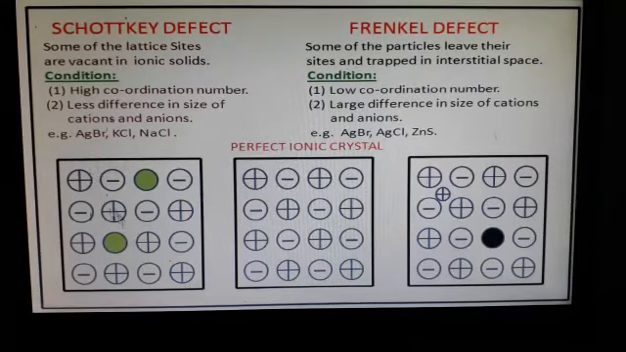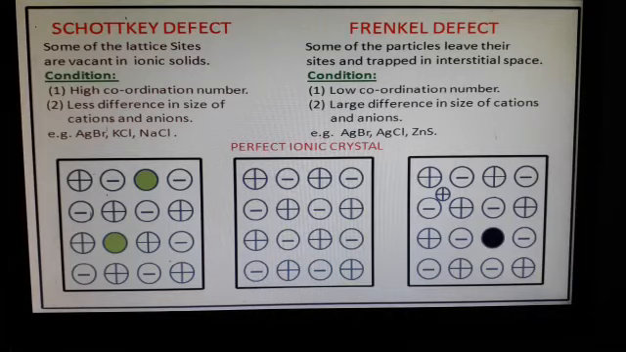Now compare this one. These positions are vacant, and in this crystal the anions and cations have left the crystal. So this one is Schottky defect. If you kick anything, it will leave its space. So this one is Schottky defect. Here you can see the total number of plus and minus is 7 by 7. Means again electrical neutrality is maintained.